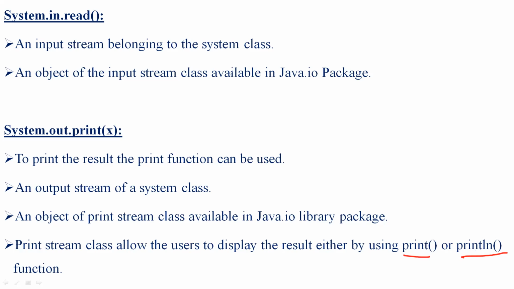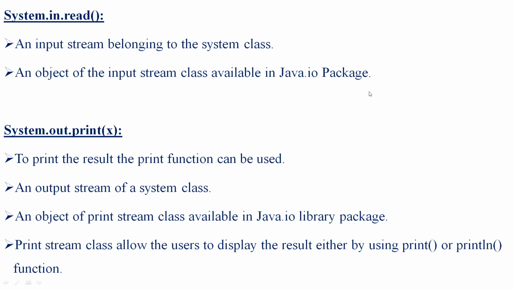These are the two major library functions which we use many times. In order to read or fetch an input, we use system.in.read, and in order to output a result, we use system.out.print. As the name suggests, system.in is used to give an input, and system.out.print is used to output the result.